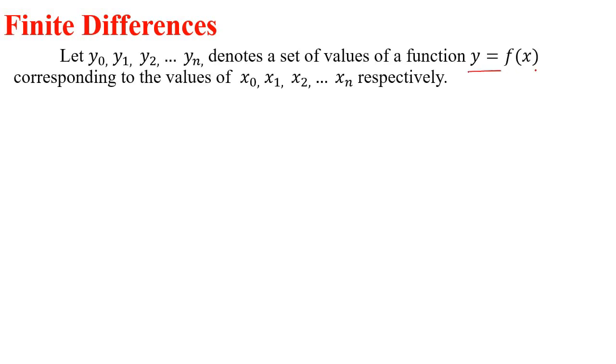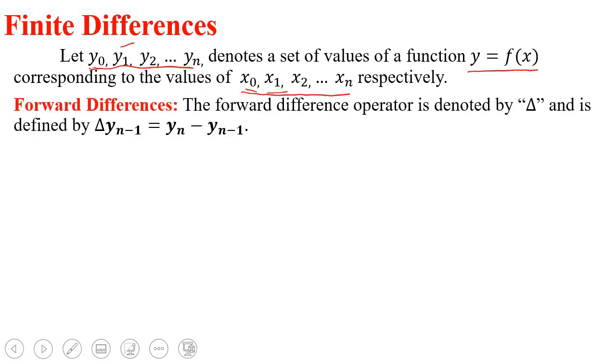When you have a function y is equal to f of x, some unknown function, we give the values of x. We call the values of x arguments, and the values of y we call entries. The corresponding values of y for x: when x is equal to x0, you get y as y0. When x is x1, y is y1. Similarly, y2, y3, etc., yn.